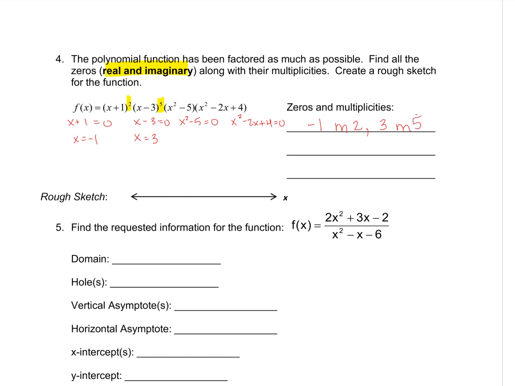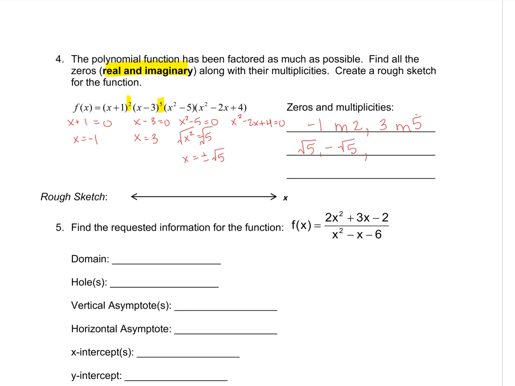This next one, x squared minus 5, to solve it, I move the 5 over, so I get x squared equals 5. But I have to take the square root, and when I do that, it's always going to have a plus minus square root of 5. So I get a square root of 5 and a negative square root of 5.